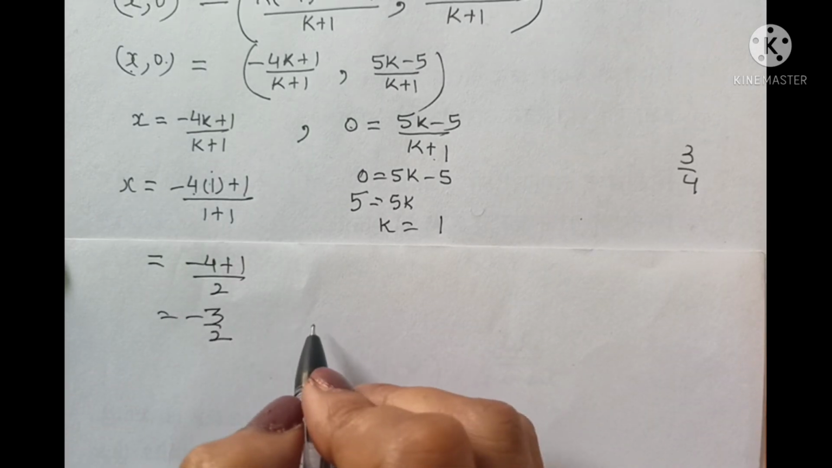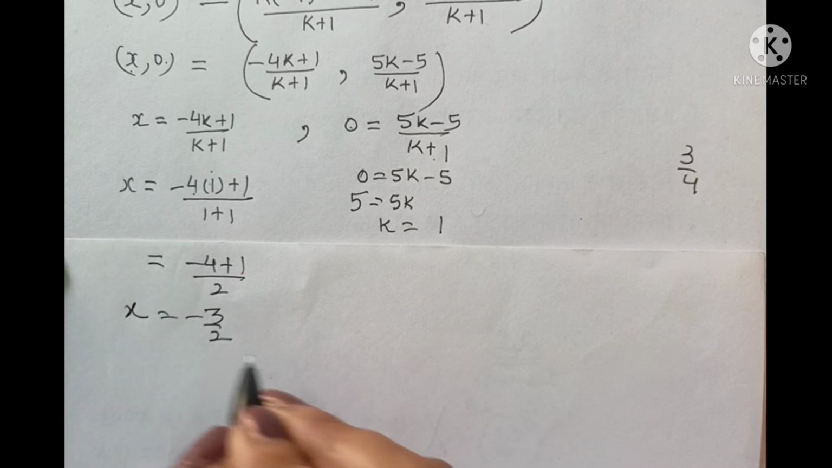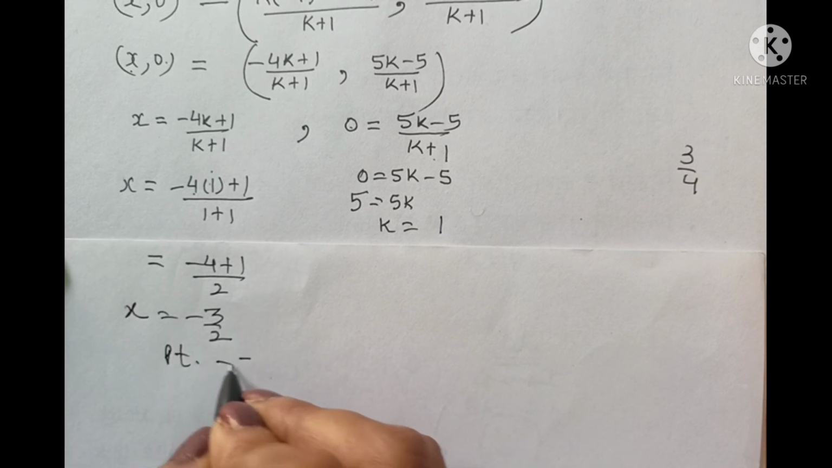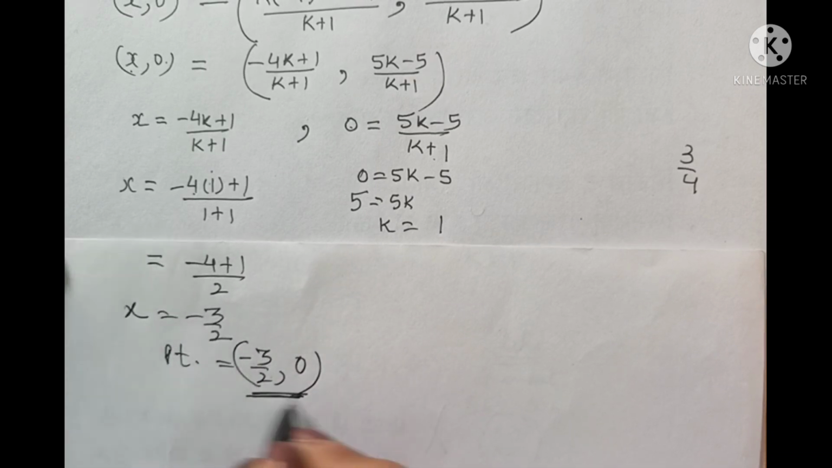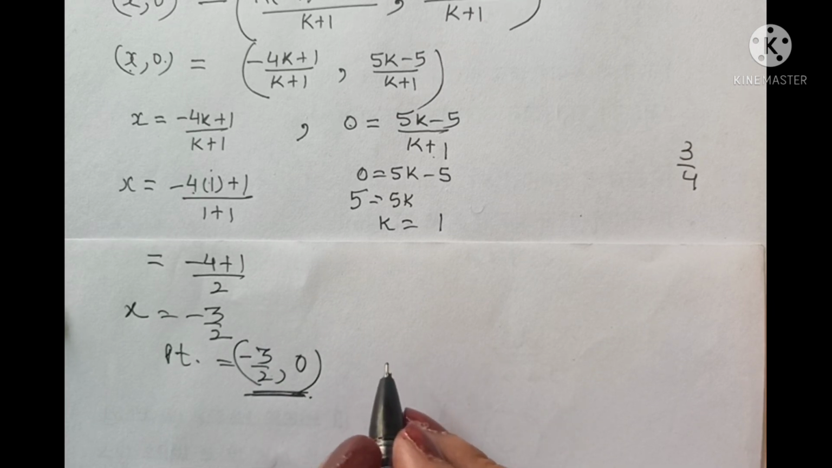So do not finish it over here only, because this is only the value of x. Point of division is minus 3 by 2 comma 0. So unless you write this minus 3 by 2 comma 0, this is not the exact answer. So I hope that you have understood this question and concept very well.